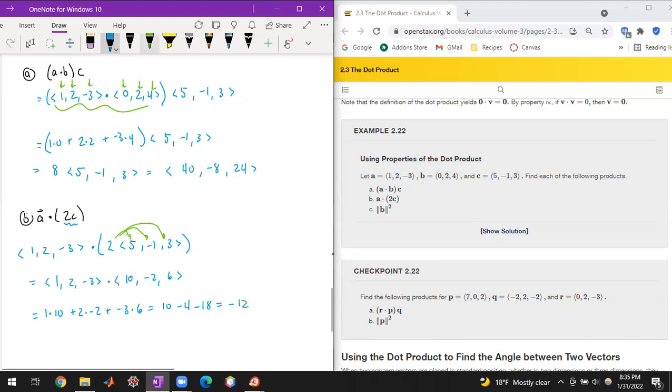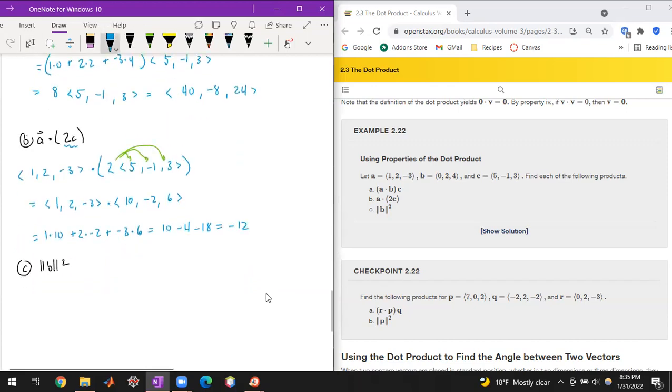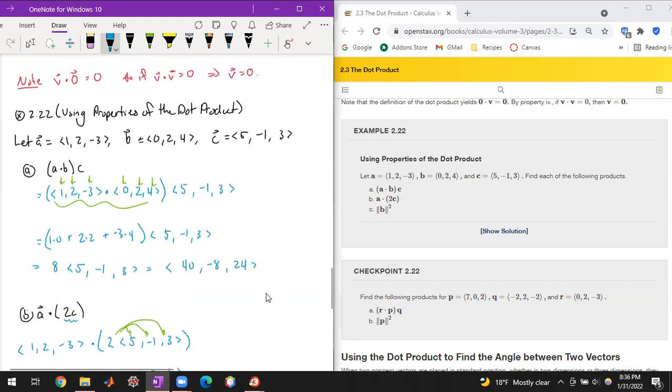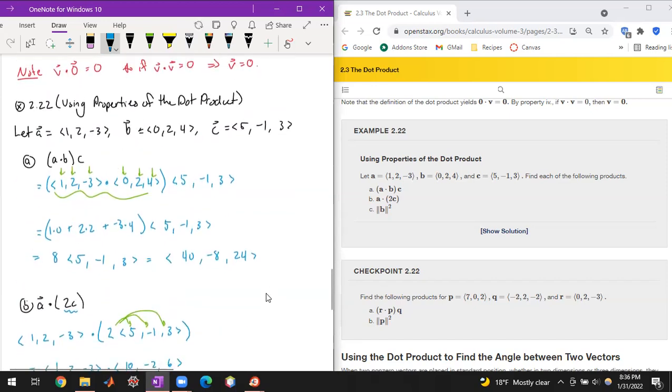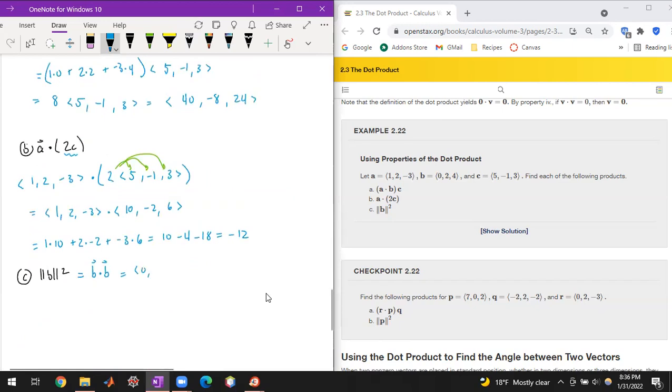is going to give us -12. Finally, part C, we are interested in the magnitude of B squared. Well, this one's pretty straightforward. By the property that we discussed of magnitude, this is just the vector B dotted with itself, which means we've got the vector 0, 2, 4 dotted with itself, giving us 0 squared plus 2 squared plus 4 squared, or 20. Let's go ahead and check our answers.